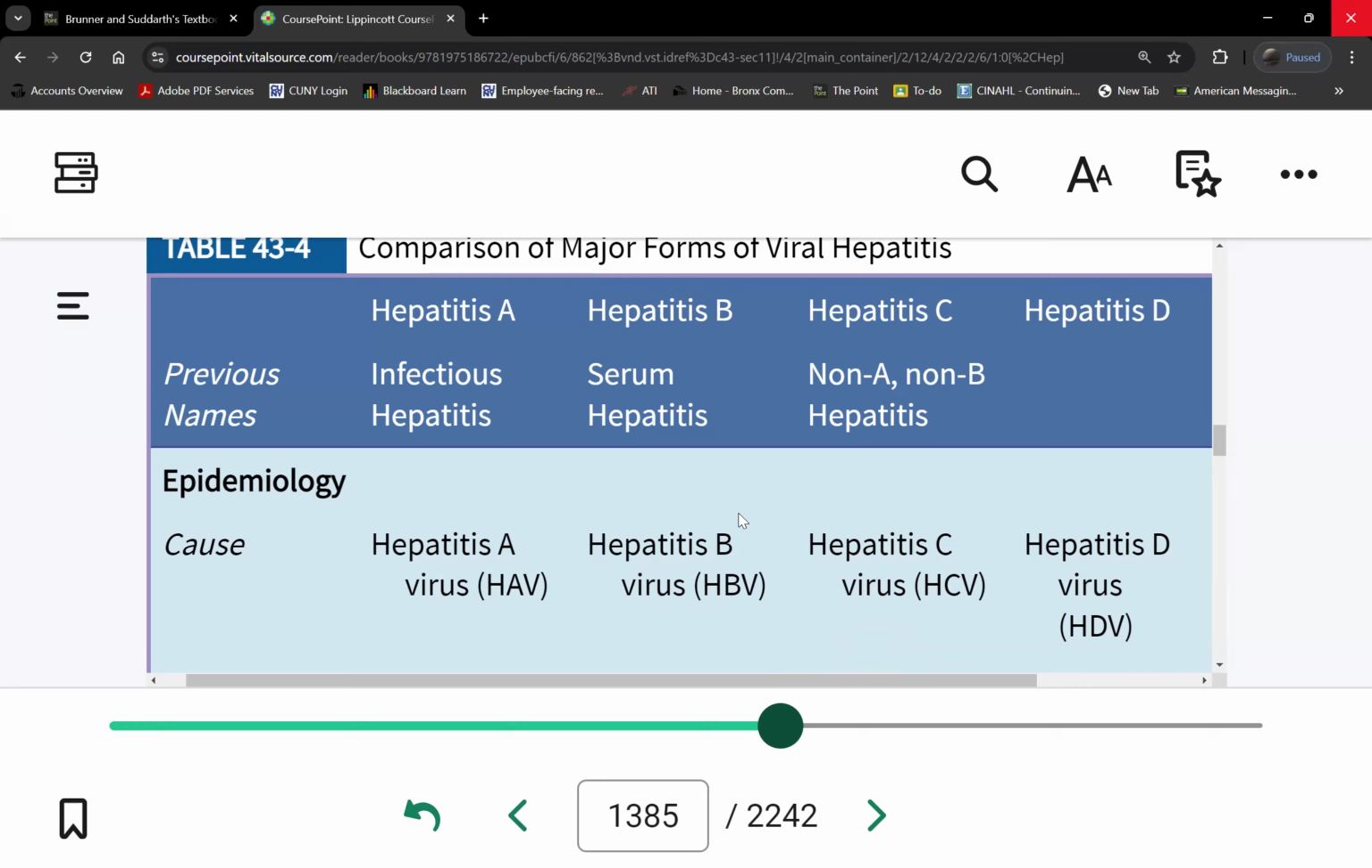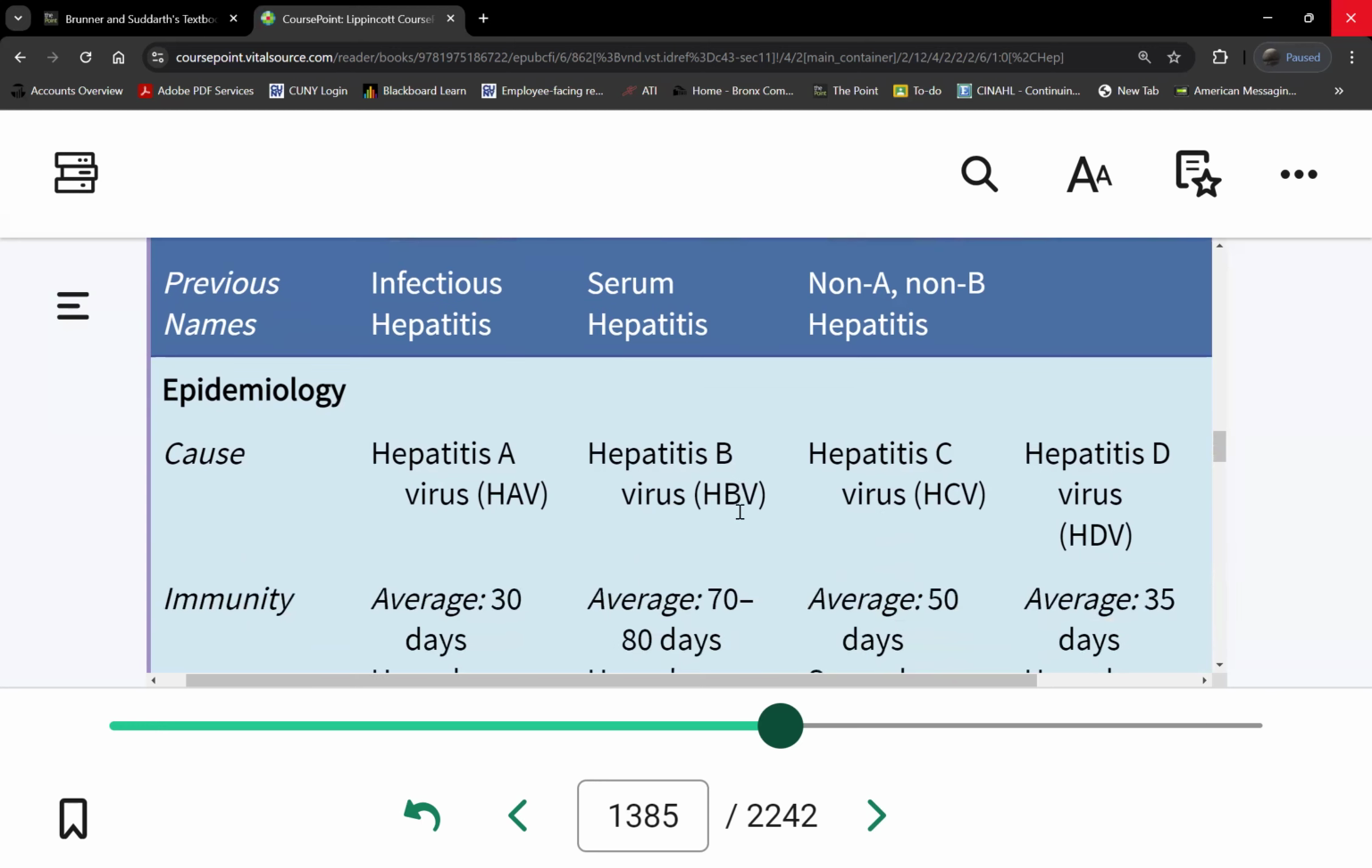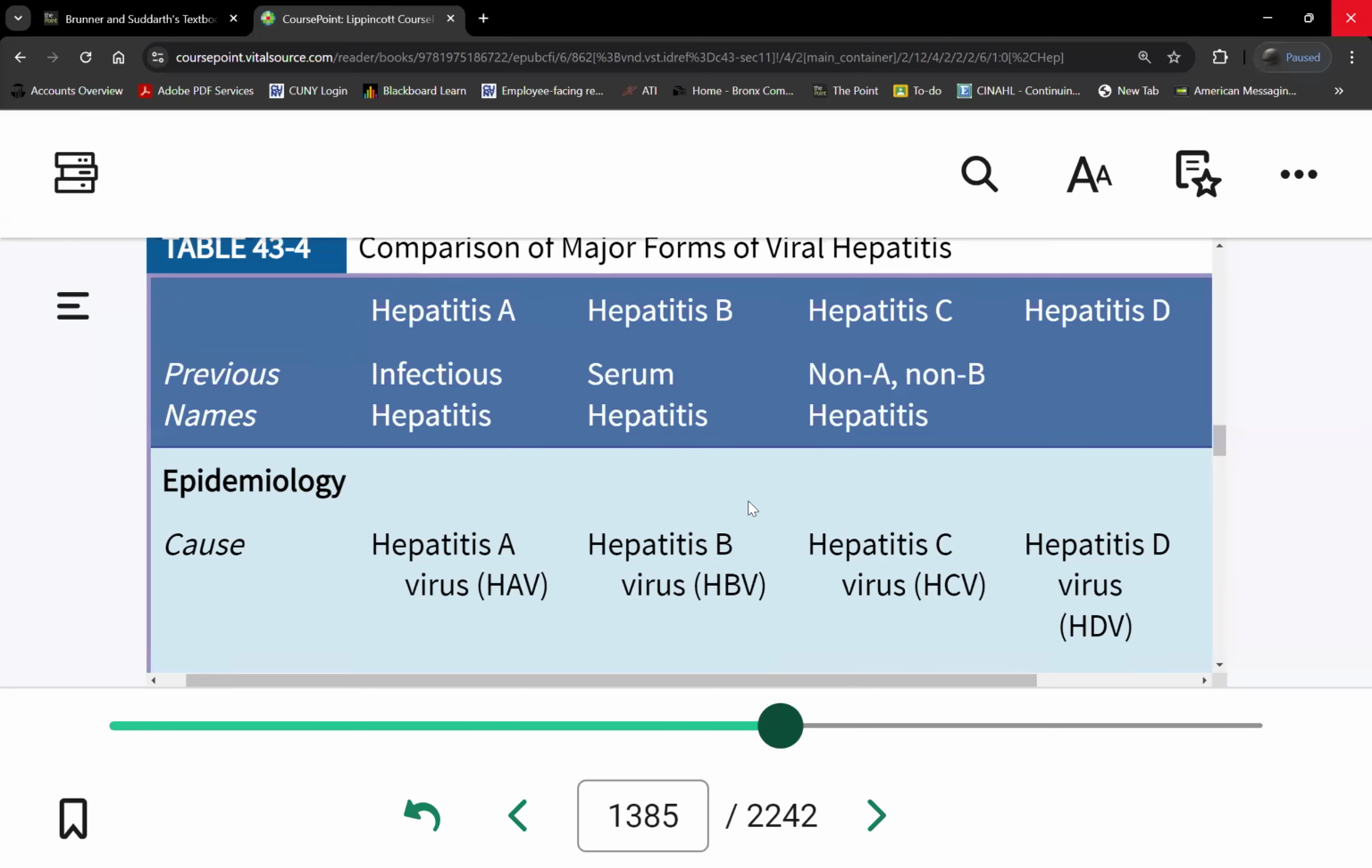Therefore, because B can be prevented with a vaccine, correct? If you're vaccinated against B, essentially you are vaccinated against D. Make sense? C today still has no vaccine. We're working on it, but all are treatable though. So A, B, C, D, and E are basically all treatable.